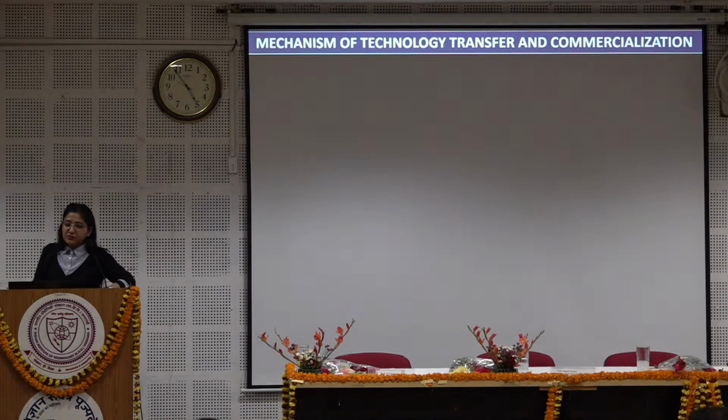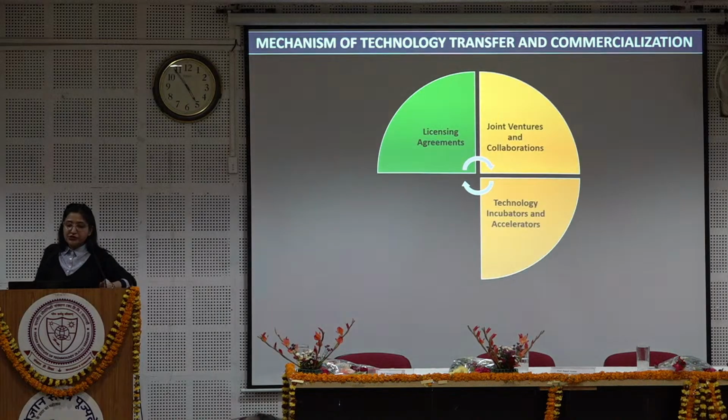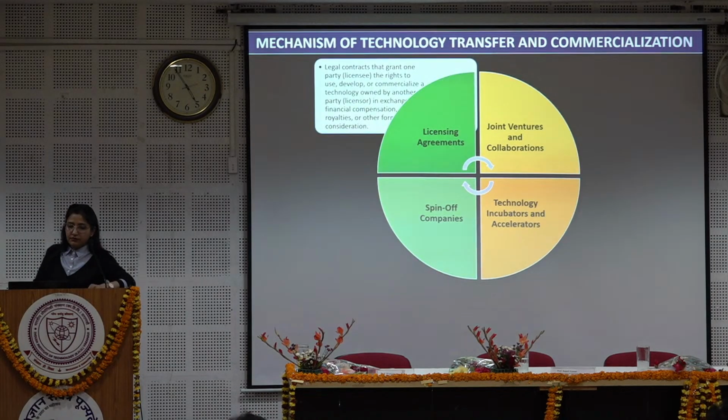So the mechanisms of technology transfer and commercialization: you have your licensing agreements, you have your joint ventures and collaborations, you have your technology incubators and accelerators. Accelerators and incubators are also part of your agreements. Then you have your spin-off companies, wherein you make your own company, like I was saying, the startup itself is making a company and then they become a part of the organization.